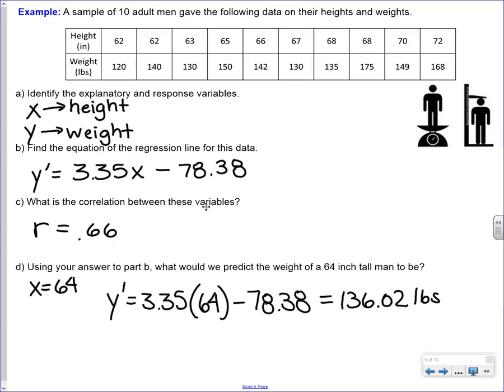What is the correlation between these two variables? That's our R value. So this one, it would be a positive linear relationship, right? Because our slope is positive, and it would be a moderately good relationship because it is closer to 1 than it is to 0. So it's an okay relationship there, 0.66. Then predicting, we plug in this value of x into our equation, and we predict that a 64-inch tall man would weigh about 136 pounds.